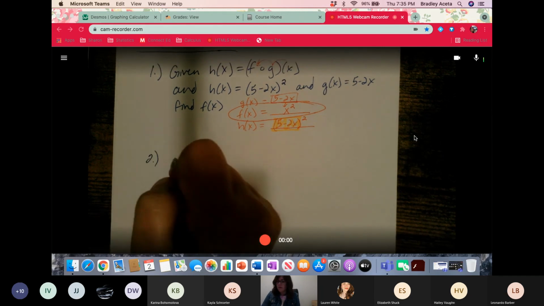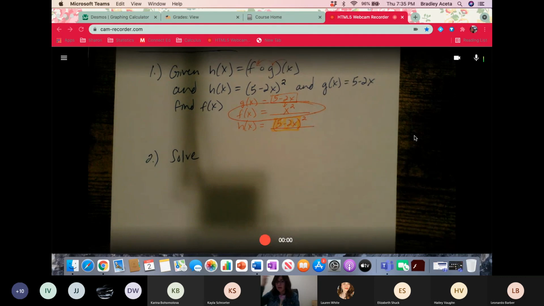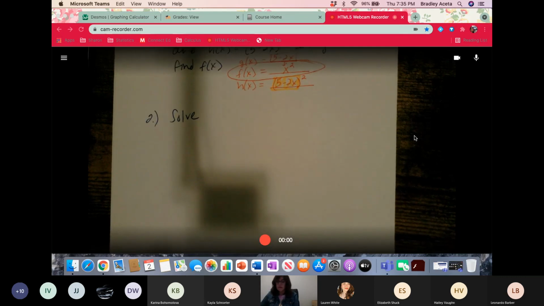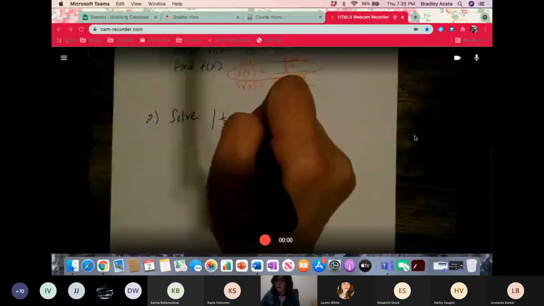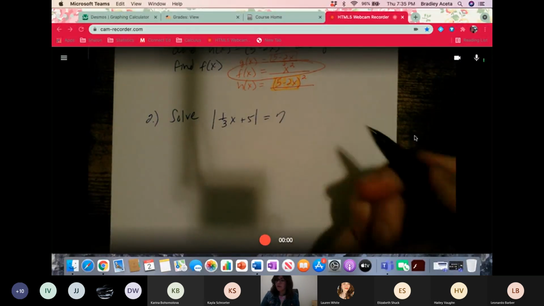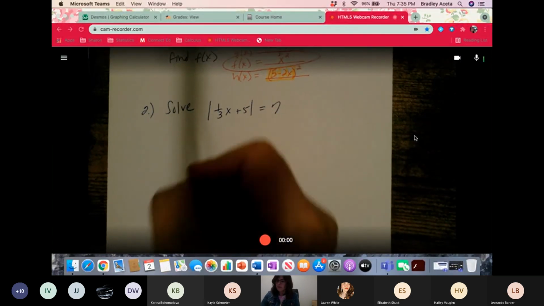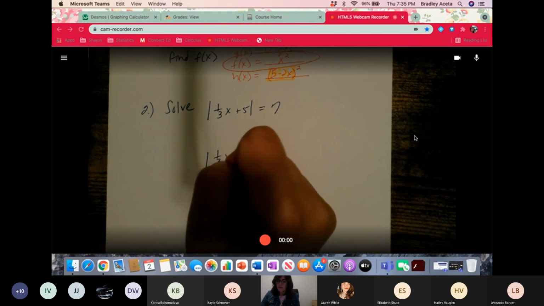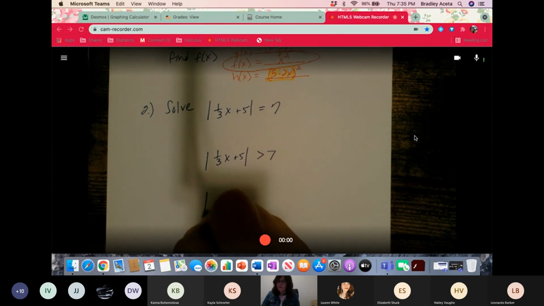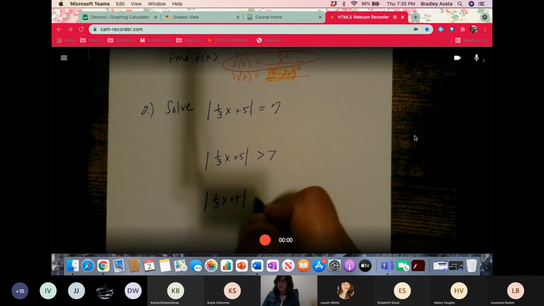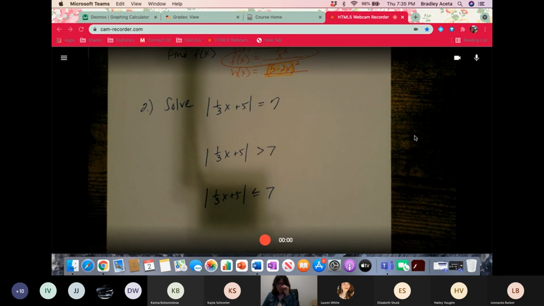Then you have a solving question, and this goes back to the absolute value stuff from a couple lessons ago. You have to solve for an equals. You have to solve for a greater than 7. And you have to solve for a less than or equal to 7. Okay? And let's just refresh how to do this.